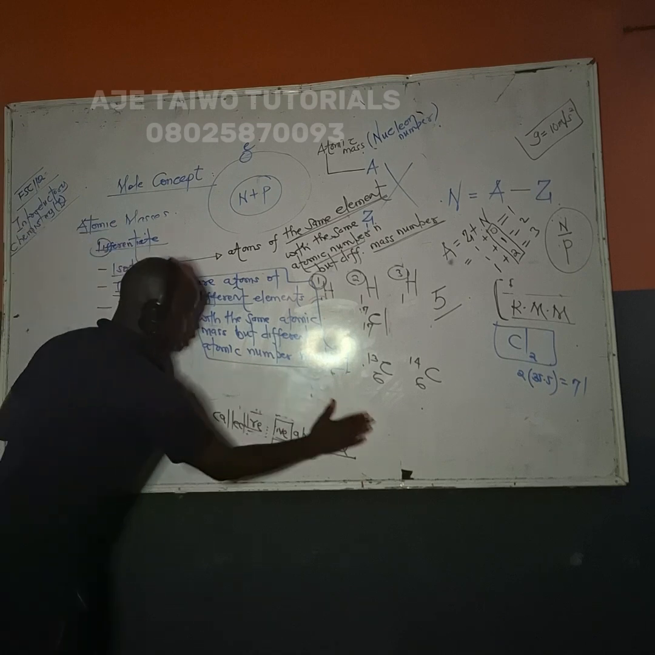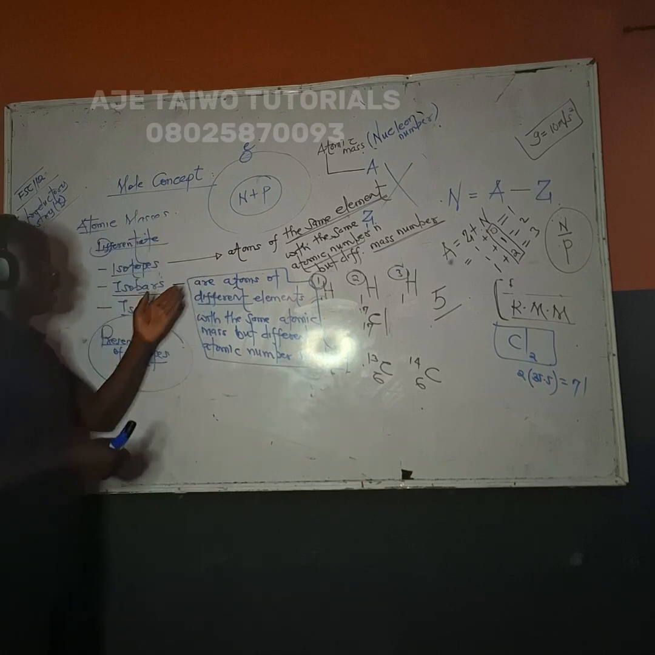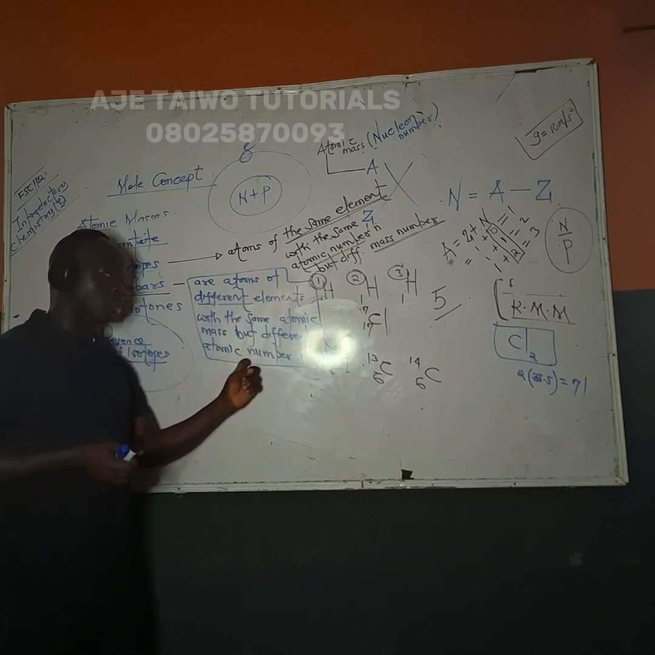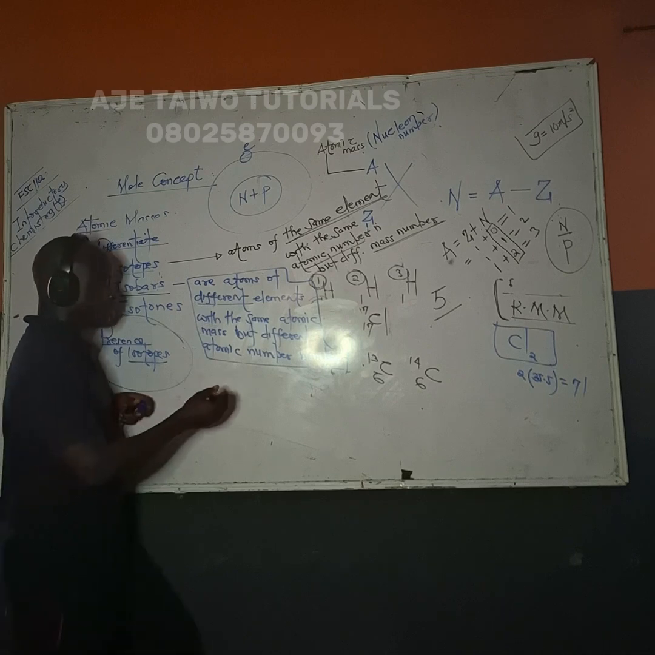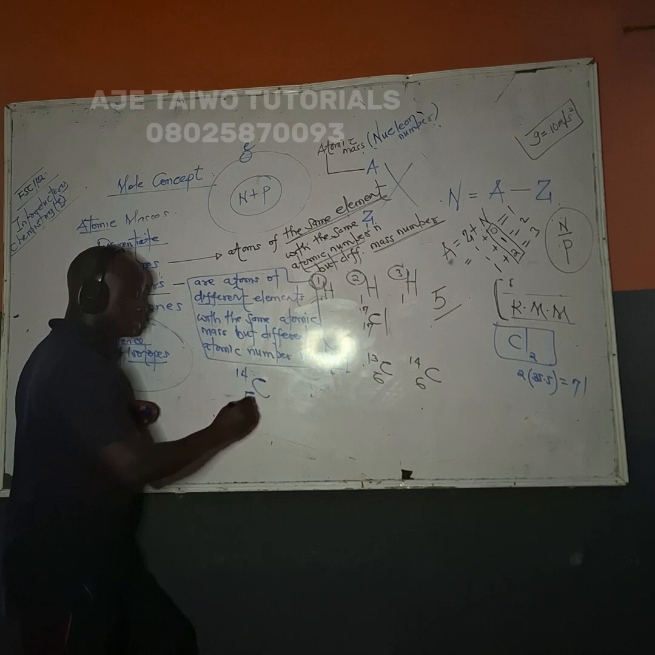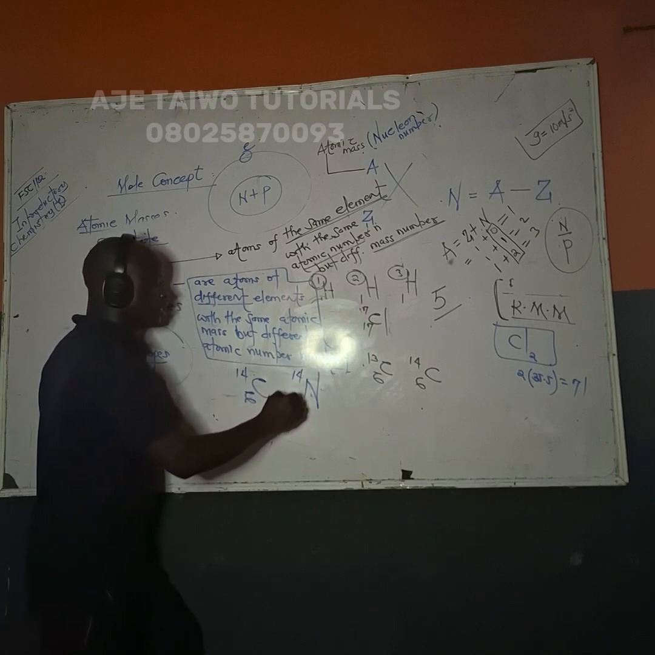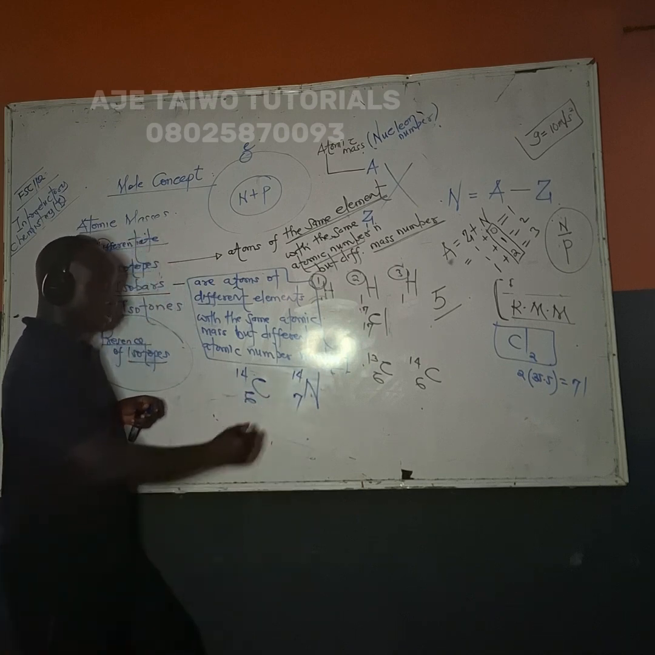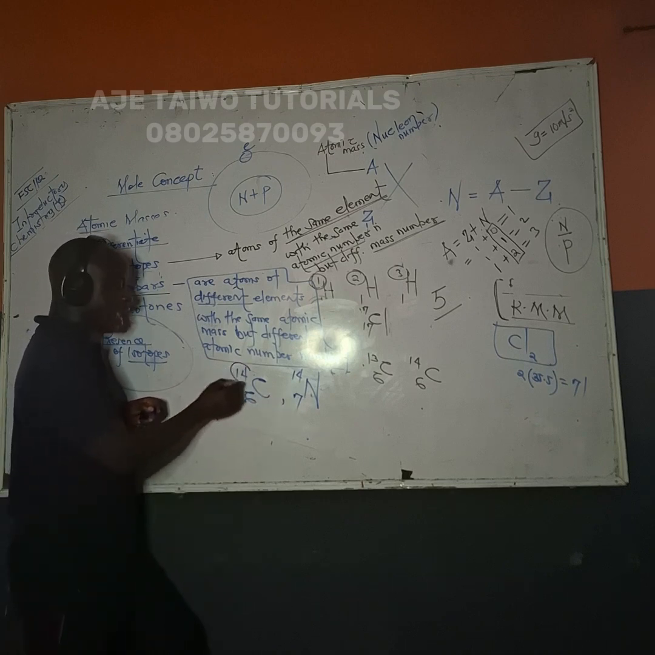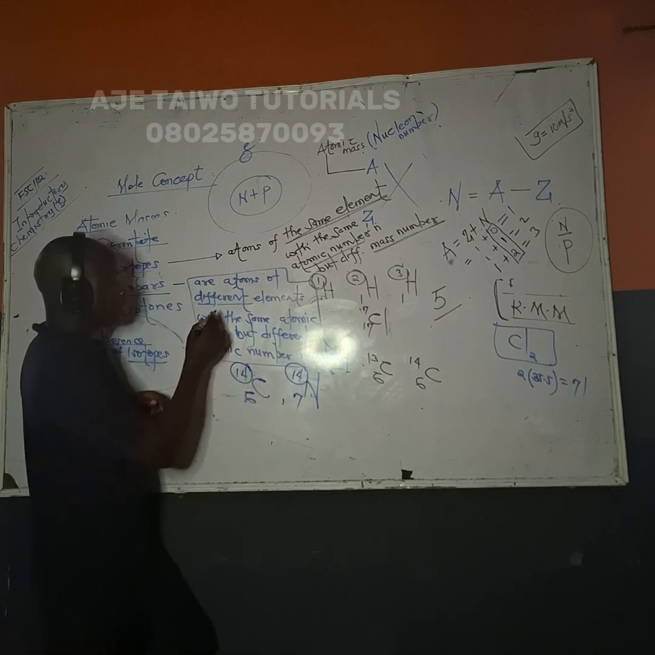Let's look at isobars. What are isobars? Atoms of different elements with the same atomic mass but different atomic number. Give me an example of an isobar. Carbon 14, 6 and nitrogen 14, 7. You can see the same mass number.